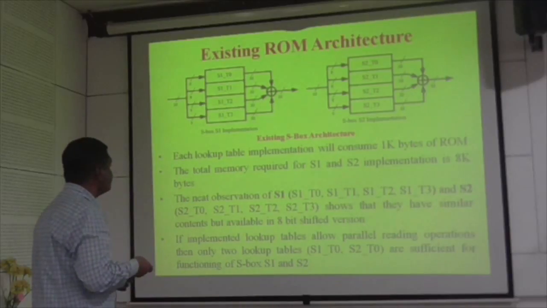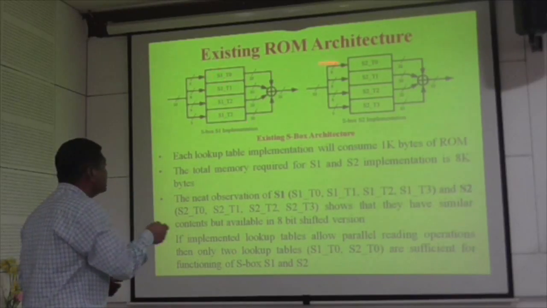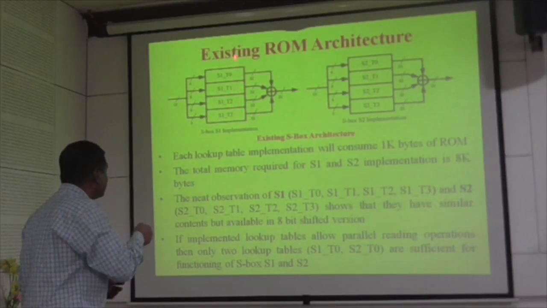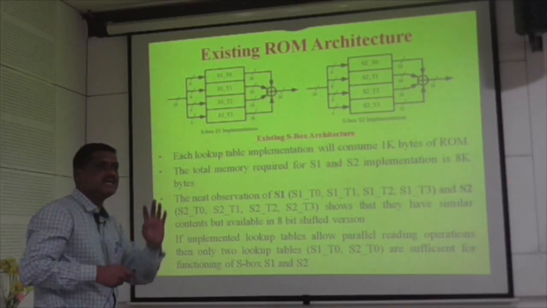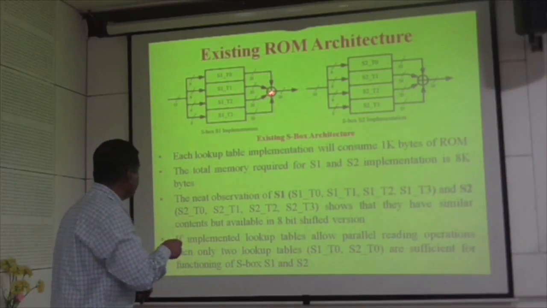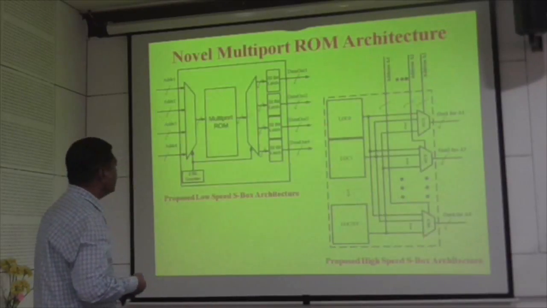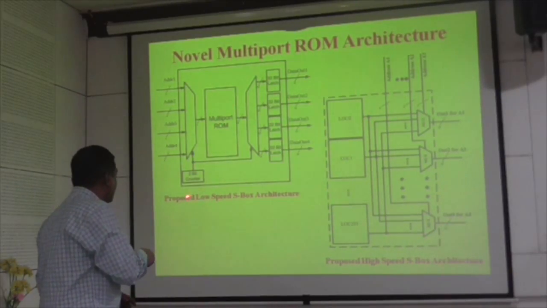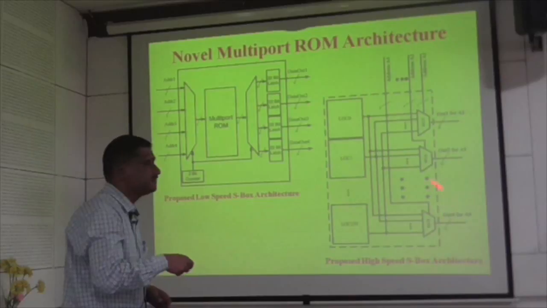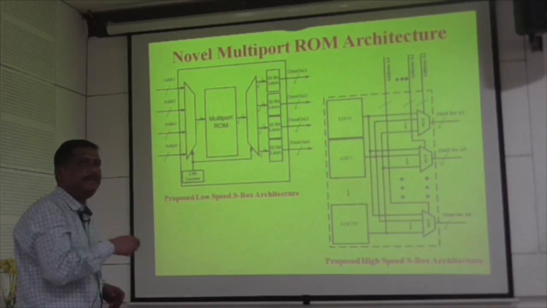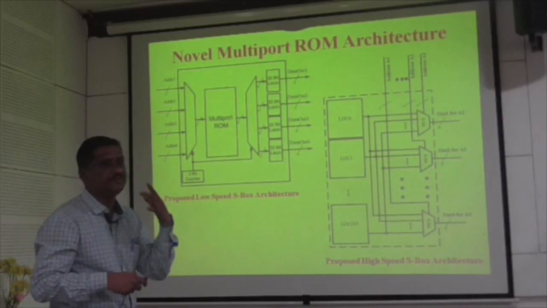What have I done here in place of using this design? These ROMs contain similar content shifted by 8 bits. If we are able to shift this 8-bit version on the output side, I have designed this architecture. This is for low speed and this is for high speed. Means this is a single ROM. The single ROM is capable of providing 4 outputs in parallel.